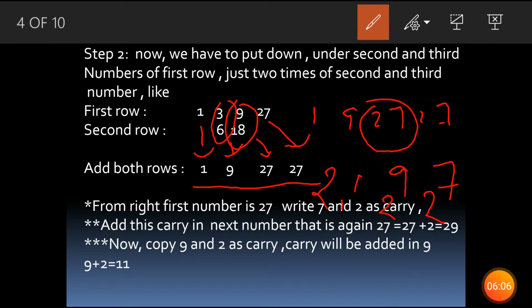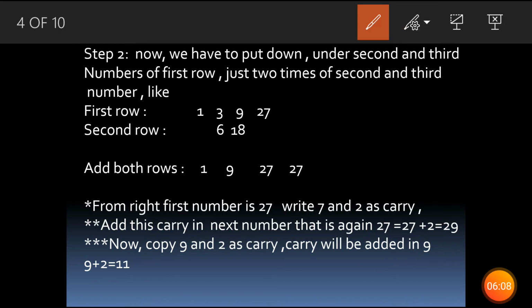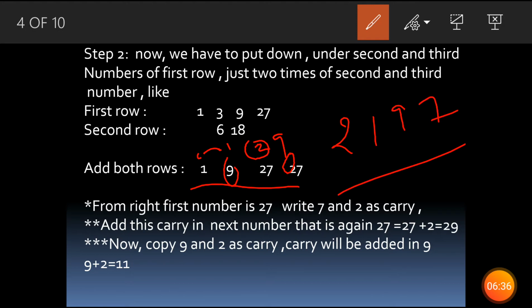One more time you listen to it. First of all you write after addition 1, 9, 27, 27. Mark this 2 as carry and add it to 27, that will give you 29. Now leave 9 and treat the 2 as carry and add it here, so it will give you 11. And now leave 1 and add this 1 to this. So you will get 2, 1, 9 and 7. This is what your result is.